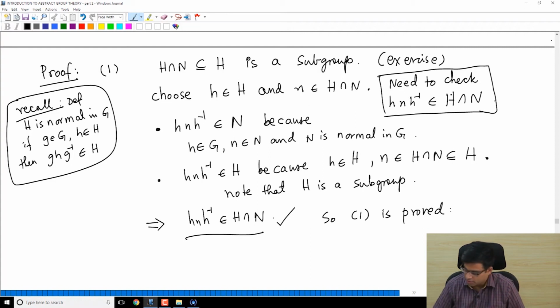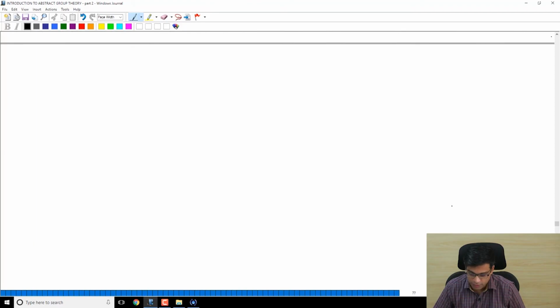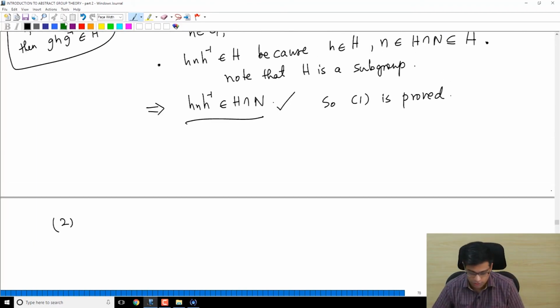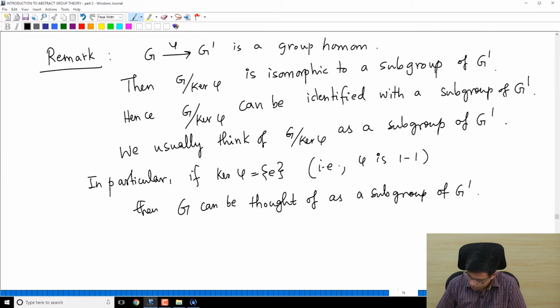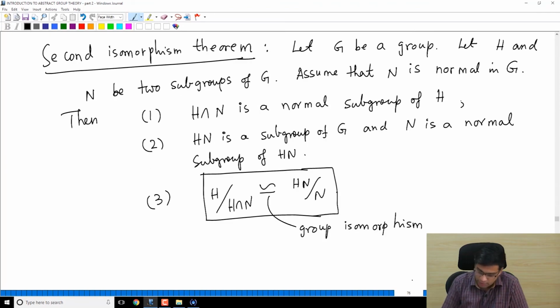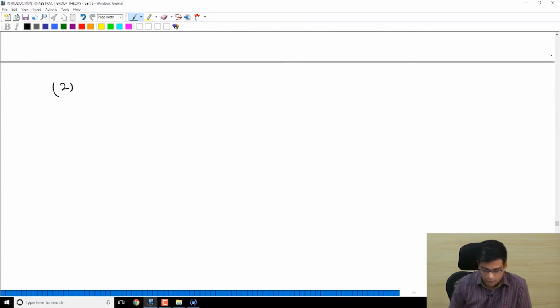because H intersection N is a normal subgroup of capital H. Let's prove 2. Remember, two statements are made in 2. First of all it says that capital H times capital N is a subgroup of G and that capital N is a normal subgroup of capital HN. So first of all, what is capital HN?